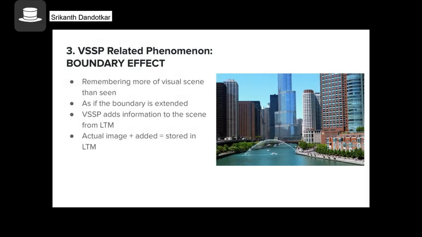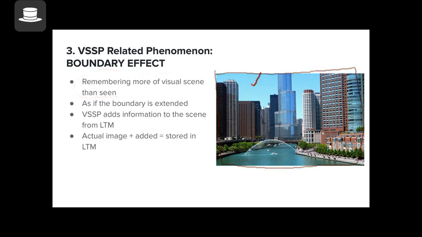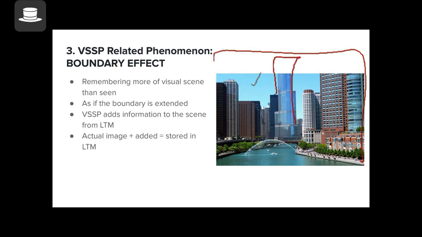The next phenomenon we're going to talk about specific to VSSP is the boundary effect. Boundary effect is remembering more of a visual scene than what is given to you. Typically, when participants are presented with pictures like these, and later are asked to identify which picture they saw by presenting them with different versions of the same picture, they would always select an image that has more information than the information that was originally presented in the image.